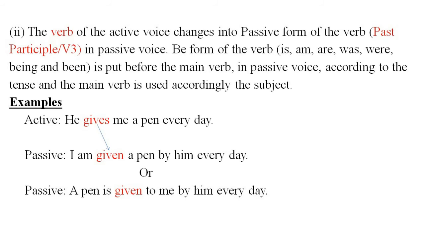Now let's understand through the examples. Here are examples. Active sentence: he gives me a pen every day. Passive: I am given a pen by him every day. Dear student, what do you observe here in active sentence? You see the gives is verb and it changes into passive form given, that is past participle. So in this way, by changing form of the verb, we make passive.